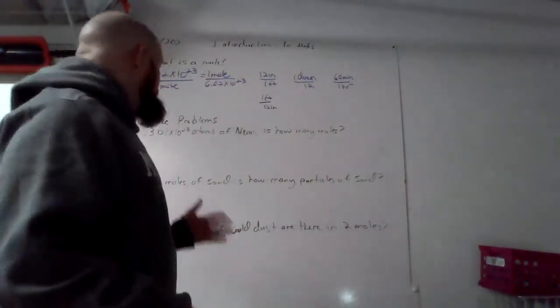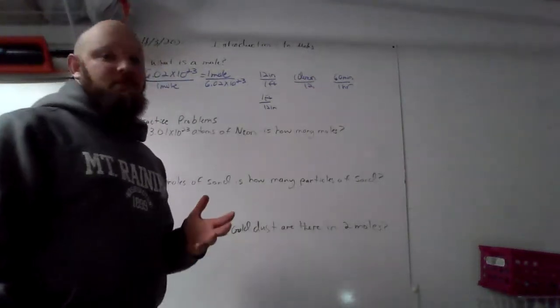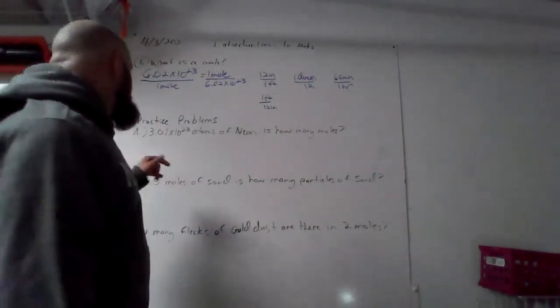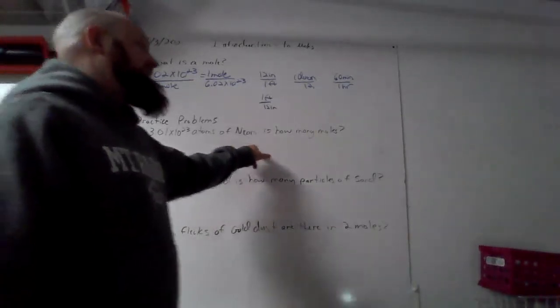Okay, so we're going to try some practice problems. We're going to identify some things in the problem before we actually answer any questions with it. So my first question is 3.01 times 10 to the 23rd atoms of neon is how many moles?